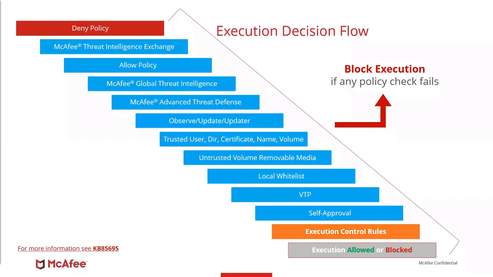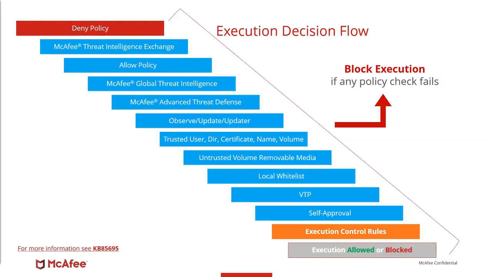Then we're gonna move down. So keep in mind this flow happens in a split second. So if we detect that it's not on the deny policy, it's going to check Threat Intelligence Exchange, and then it's going to also check your allow policy. So did you say always allow this checksum? Did you say always allow this by name? And then we're going to go and check the GTI reputations.